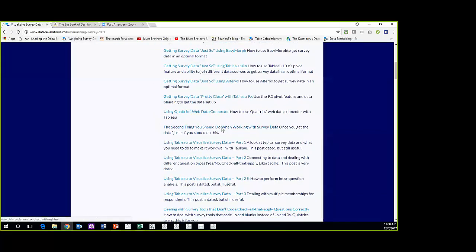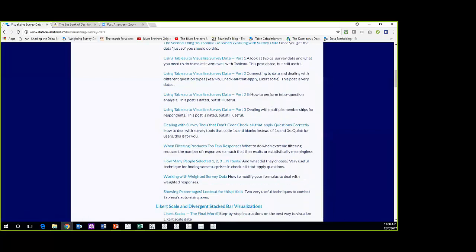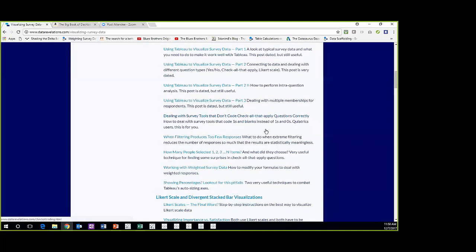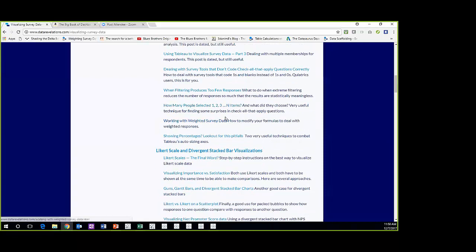That second thing you should do, dealing with survey tools that don't code check all that apply questions correctly. Instead of 1s and 0s, you get 1s and blanks. Working with weighted survey data, and then showing percentages. Look out for these pitfalls. That thing where we saw that the 90% bar was as long as 73%, was as long as 22%.